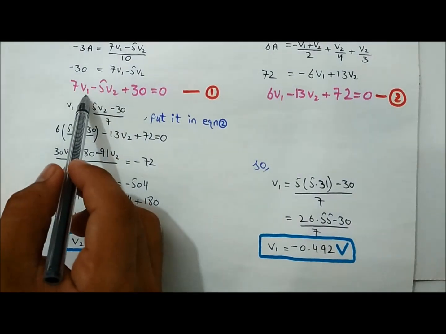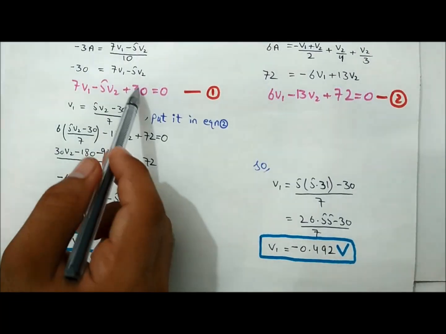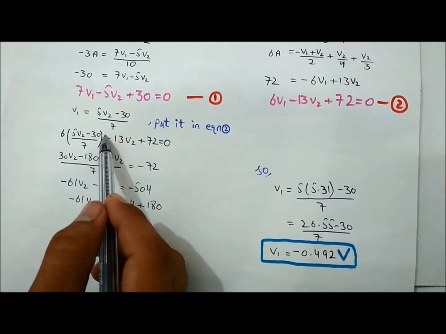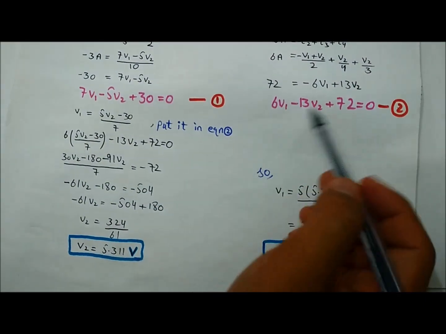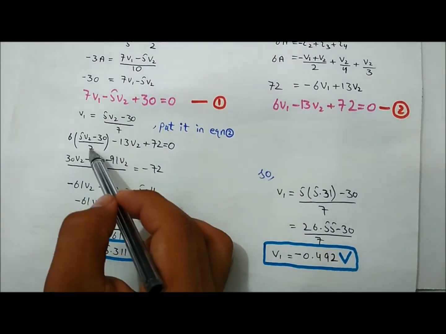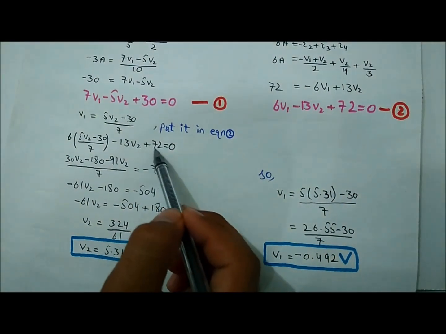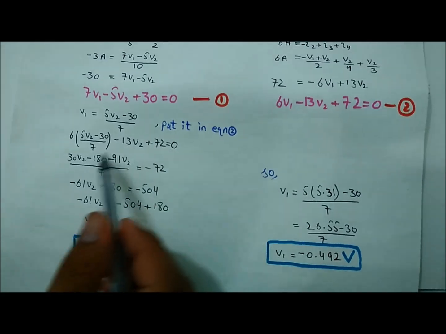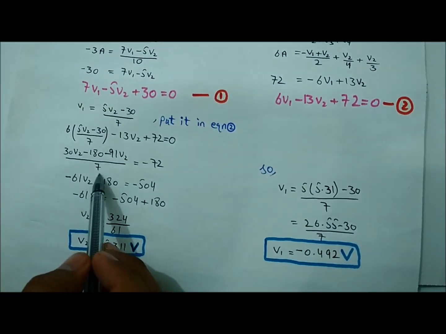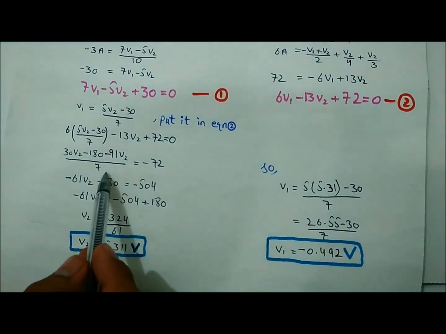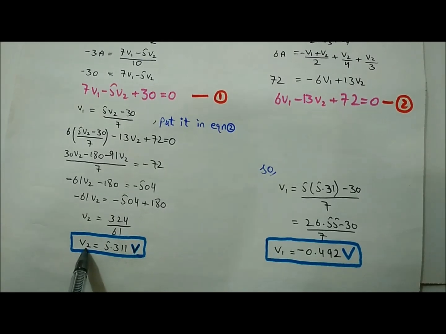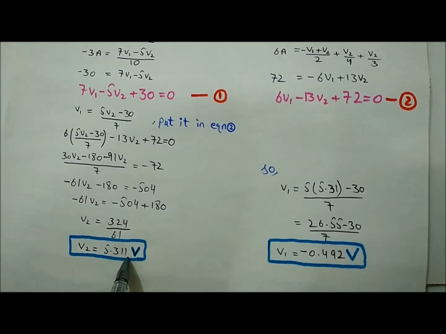We extract the value of V1 from the first equation, that is V1 is equal to 5V2 minus 30 divided by 7, and put it in equation 2, which is 6V1 minus 13V2 plus 72 is equal to 0. Now by multiplying 6 with this whole factor, taking LCM, and simplifying step by step, we have the value of V2 equal to 5.311 volt.